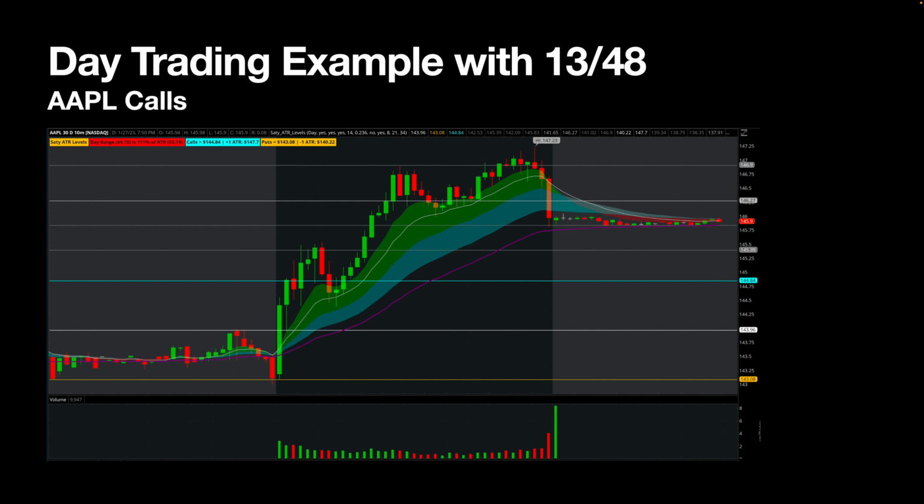So let's look at a day trading example. I'm using my ATR levels as well. These are the daily levels.